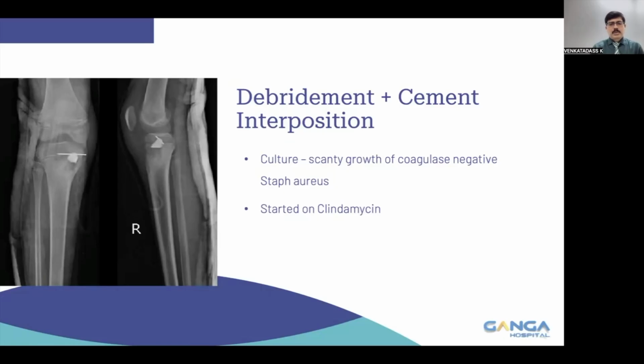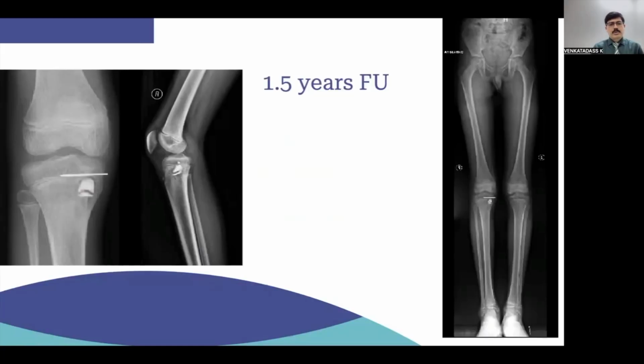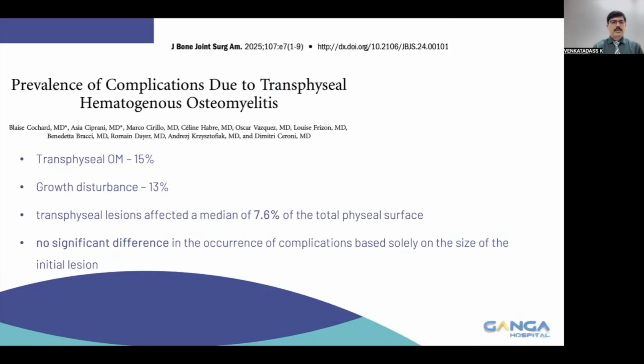His culture grew Staph aureus and he was started on clindamycin, and this is the 1.5-year follow-up. Looks like the cement has worked to some extent. There is no bar formation as of now, but we need to follow up the child. Looks like the cement is migrating slowly down. We have seen the same phenomenon in patients who have had bar excision with cement interposition. The cement tends to migrate into the metaphysis and slowly into the diaphysis, and there is again a potential chance of bar formation. So longer follow-up is needed in this child.